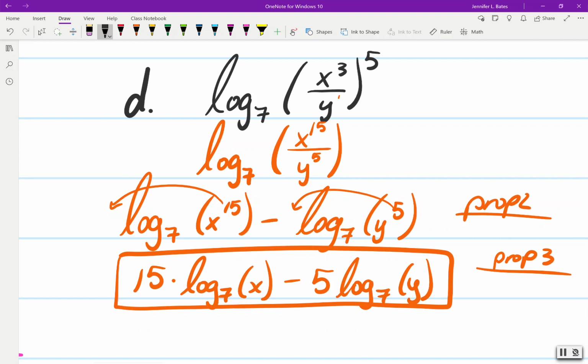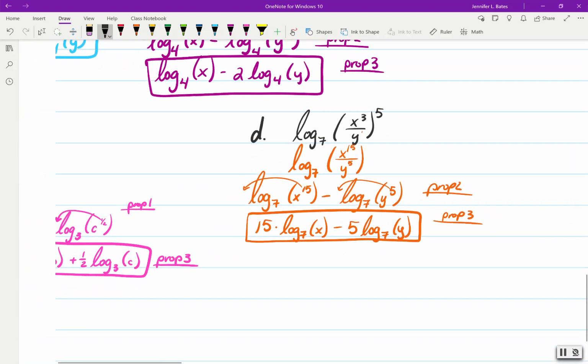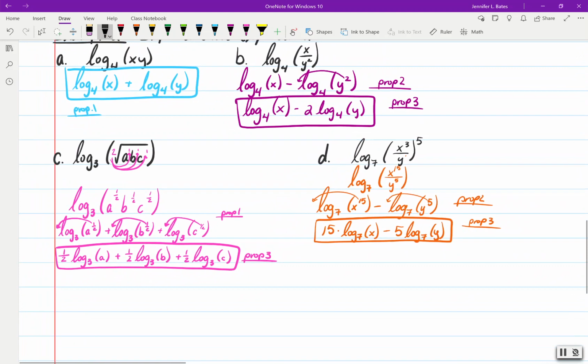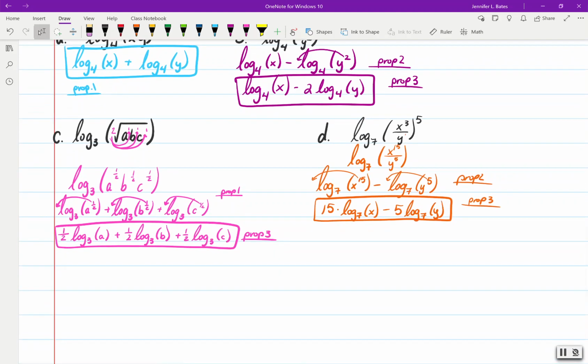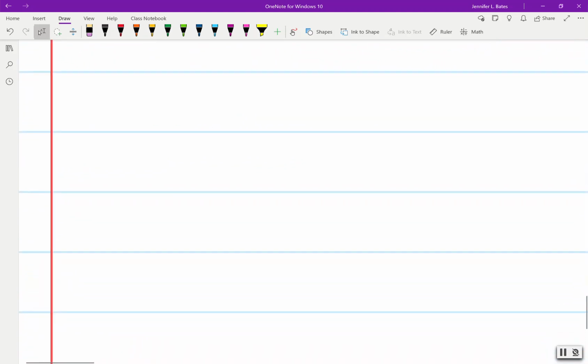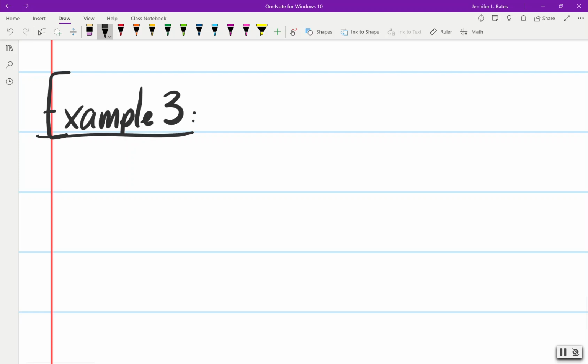Okay, so now we're going to go into our next example, and we're going to take a look at using the same idea to help us make some estimations. So let's give ourselves some space. We'll call this example 3. Example 3 says, use the following to estimate.